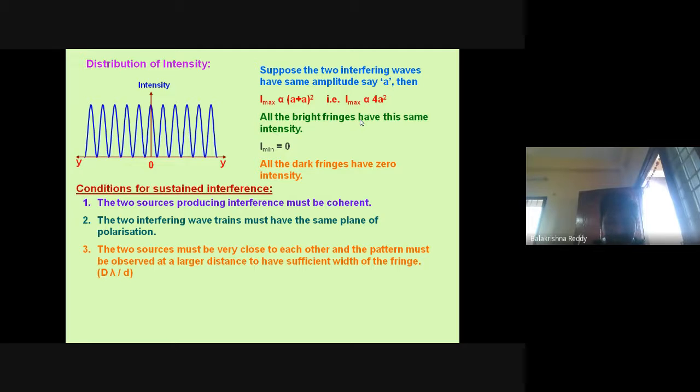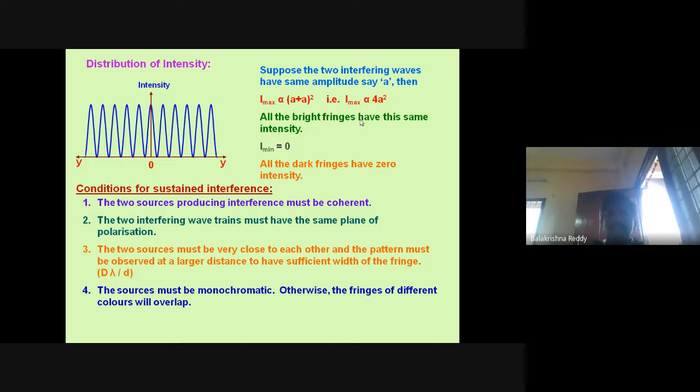Next, the two sources must be very close to each other. How close must the two sources be? Practically, there will always be some difference, but the pattern is observed at a large distance to have sufficient fringe width. Sir, can I observe the interference from a longer distance also? Yes, you can, but when it is obtained on the screen, it should form proper bands, proper fringes, that you should notice.